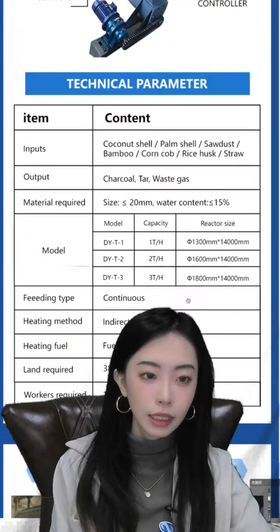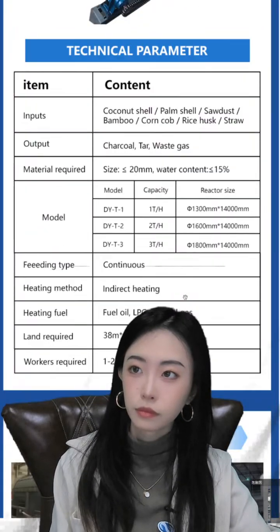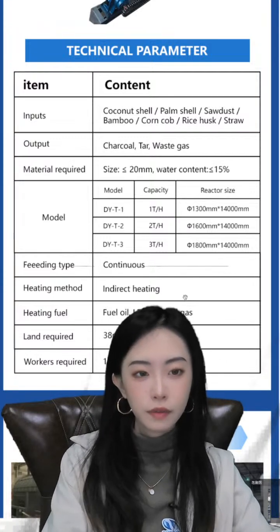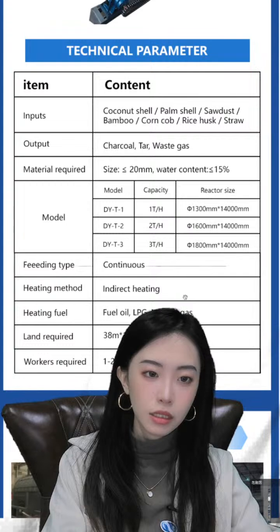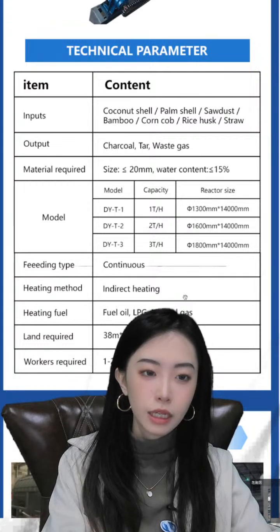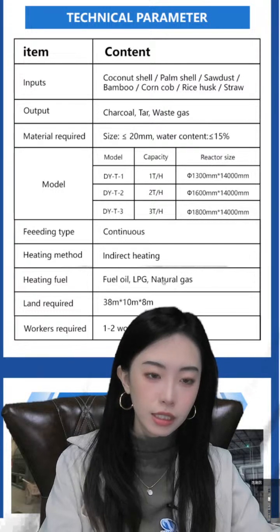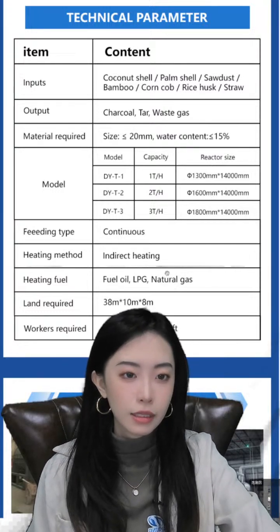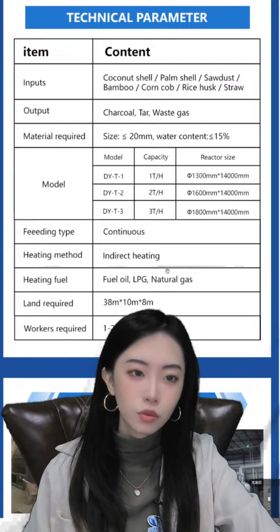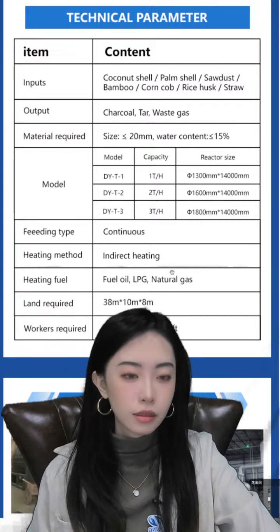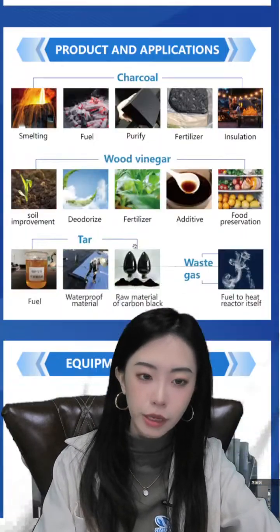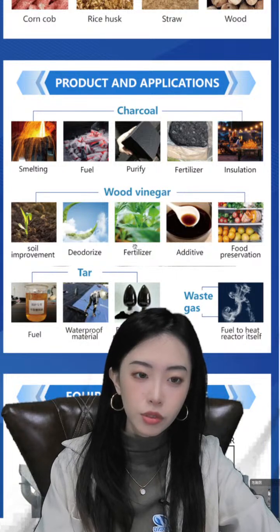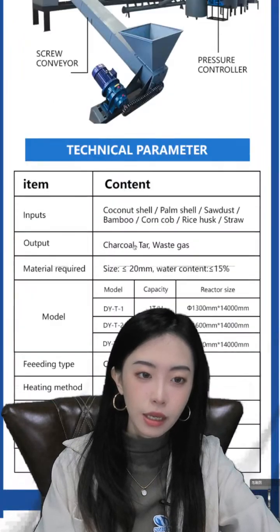This is some content. You can have a look. It's very clear to see the input, output, the material sizes, standard, the machine's model, and feeding type. You can see here the input. It can all be biomass, the coconut shell, palm shell, sawdust, these kinds of waste that we start with in the very beginning, and the output. These 4 main products we can get.